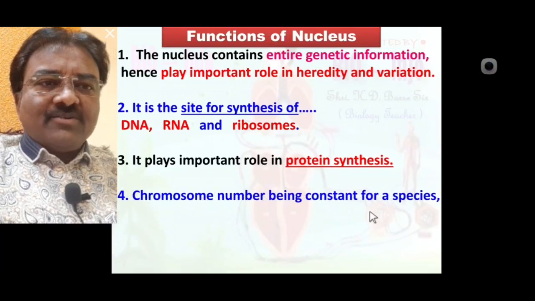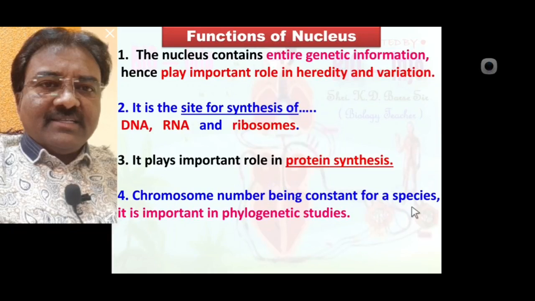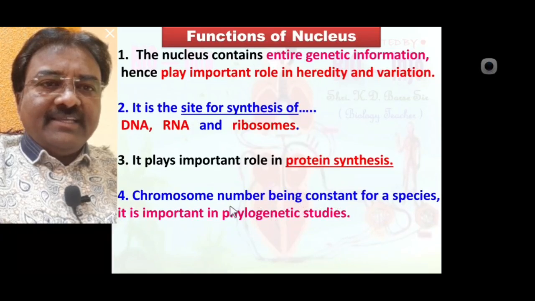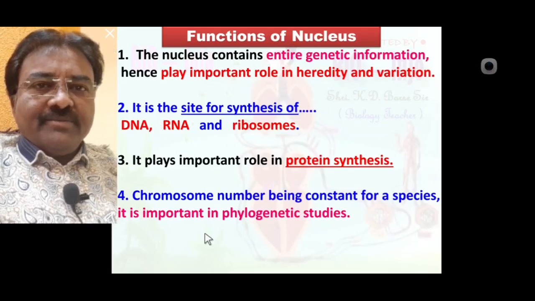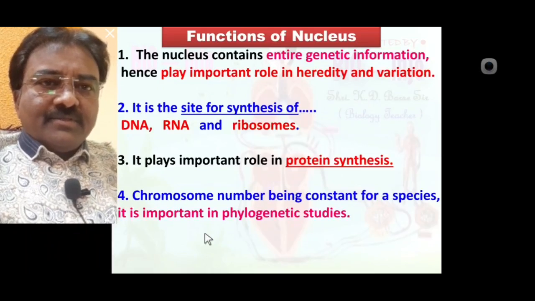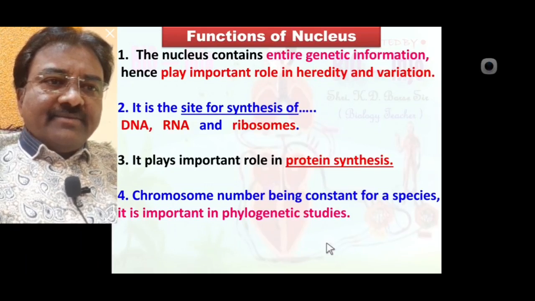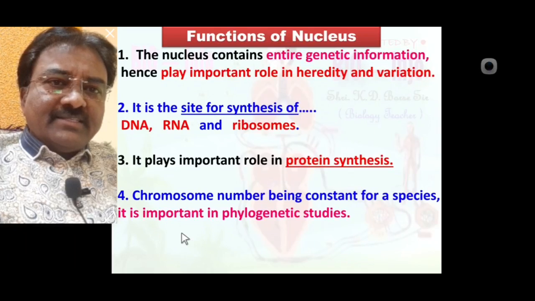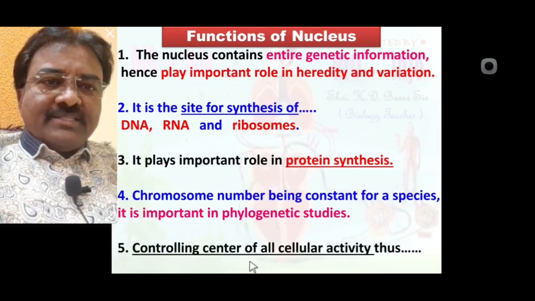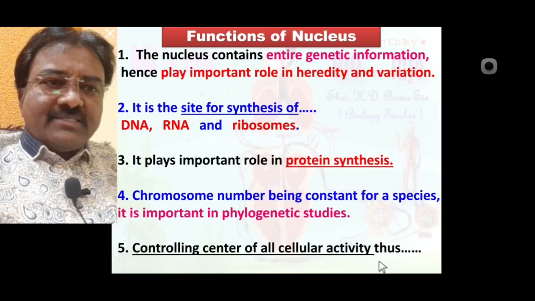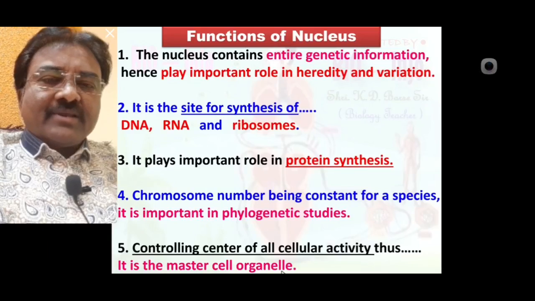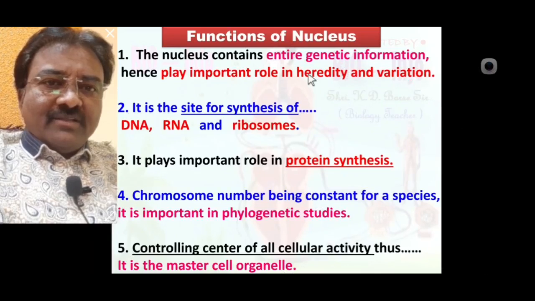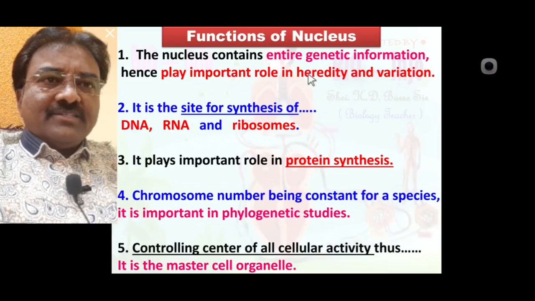Fourth, chromosome number being constant for a species, it is important in phylogenetic study. This is also one most important function. Chromosome number being constant for a species means in human beings there are a total of 46 chromosomes. So each and every human being contains in the cell nucleus 46 chromosomes, and this is important for phylogenetic study. Fifth number, controlling center of all cellular activity, nucleus. Thus nucleus is the master cell molecule or organelle. Here note all these total 5 different functions are functions of nucleus.